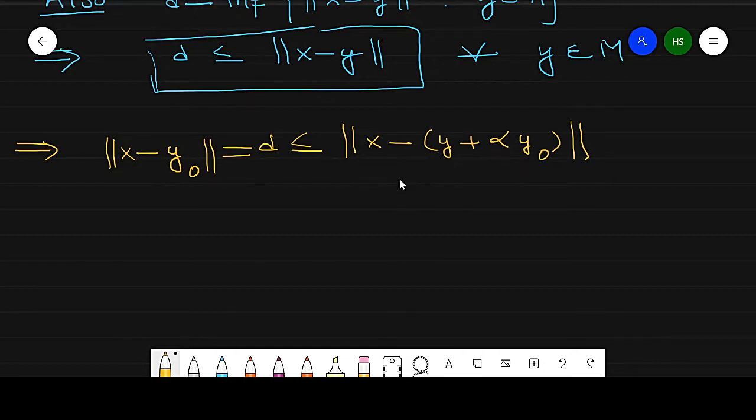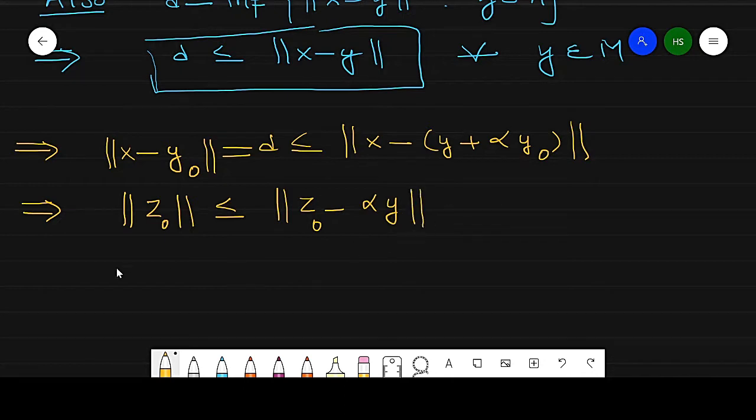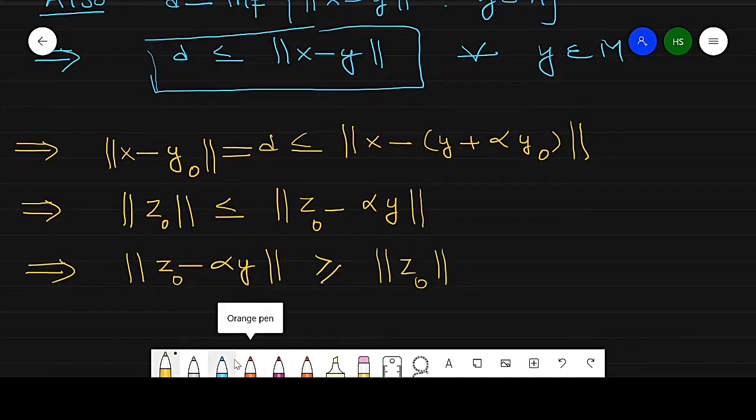So if I write in terms of z, basically it is the norm of z naught which is less than or equal to the norm of z naught minus alpha y. This can be written as the norm of z naught minus alpha y which is greater than or equal to the norm of z naught. If I take the square of each term, this square is greater than or equal to this term.